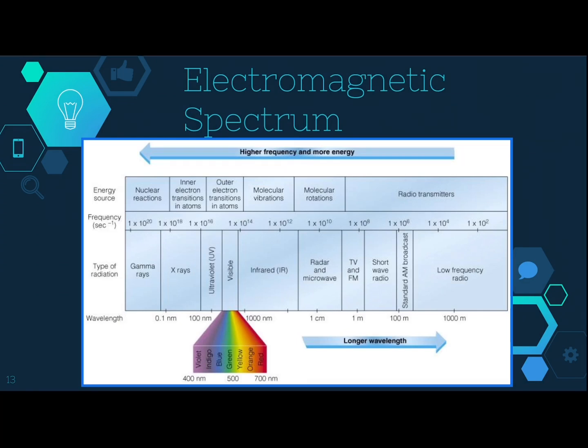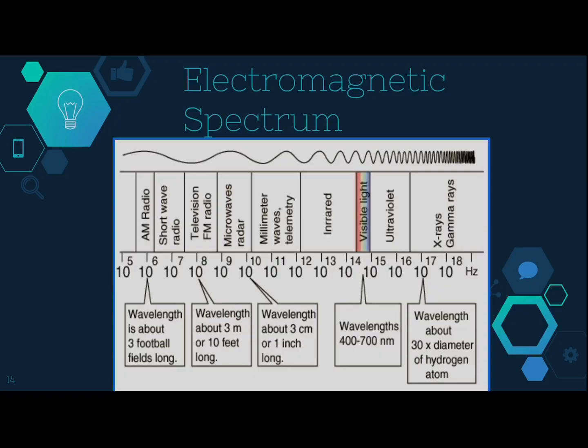Here's another picture for you. As I go towards gamma rays, that's going to be a higher frequency. So the higher your frequency is, the more energy that wave has. On the right side towards radio waves, it's really low frequencies, which means my energy is smaller, but my wavelength is longer.